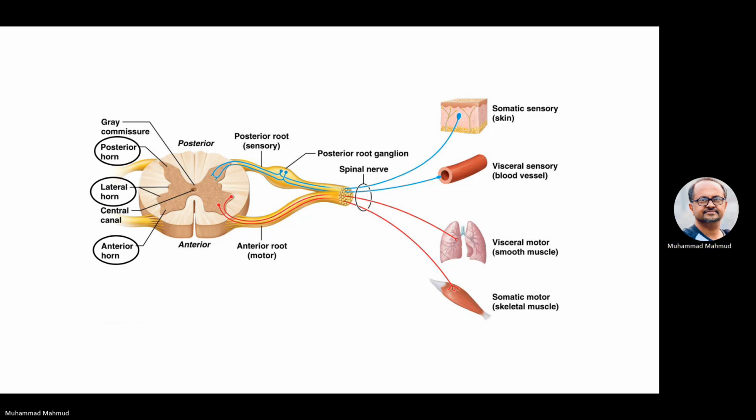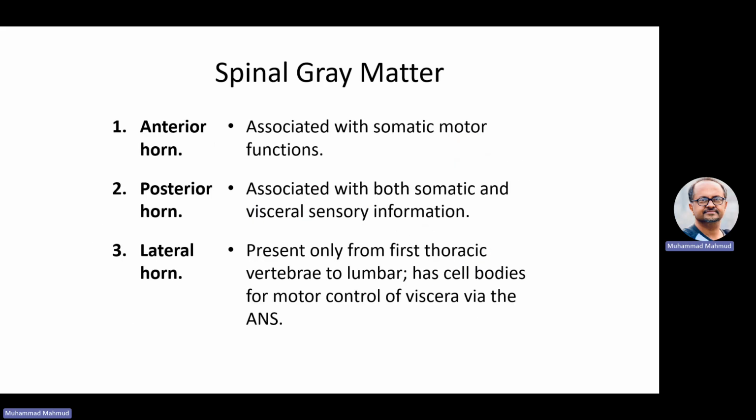What about the middle one? There is another one called lateral horn, present only from thoracic vertebra to lumbar, has cell bodies for motor control of viscera via autonomic nervous system. So this part is connected to the autonomic nervous system, but we do not find it everywhere. It is present only from T1 to lumbar, I mean thoracic and lumbar area.